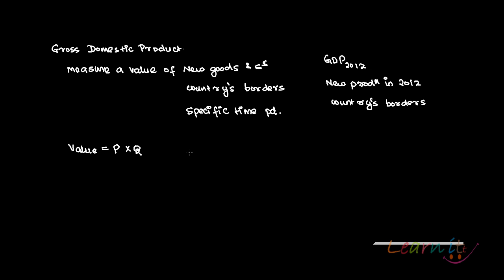Now, let us take one simple example. Suppose there are two goods, X and Y, and two years, say 2010 and 2011, and the prices and quantities of these goods are given. Say the price of X in 2010 is 7 and the quantity produced is 3000, and the price of Y in 2010 is 2 and the quantity produced is 3000 again. In 2011, the price of X has increased to 9 while the quantity produced has remained the same, while the price of Y has increased to 2.5 and the quantity has fallen to 2000.